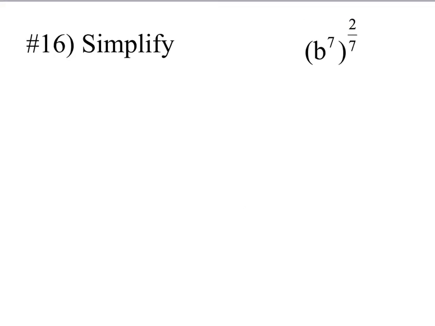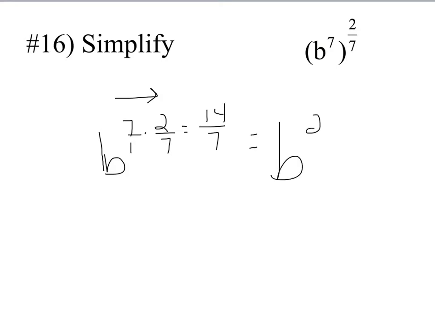Okay, when you're taking a power to another power, so we've got b to the 7th to the 2/7 power, we're going to multiply our exponents. So it's b to the 7th times 2/7. Go ahead and put your 7/1. And remember, when you're multiplying fractions, you just multiply straight across. So this becomes 14/7, which we know is just 2. So it becomes b squared.